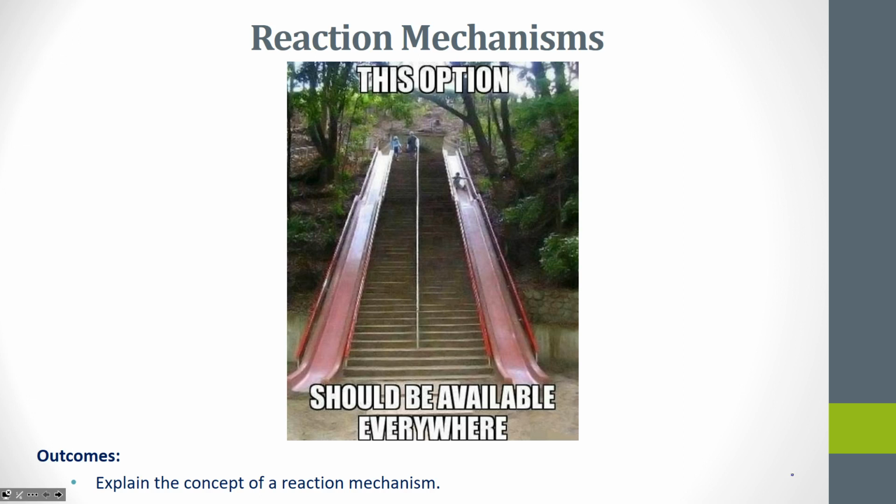So if you look at the picture there, there's a few different options for getting up or down the stairs. One is the slide, one is the stairs, another one could be the handrail if you really wanted to. These are just different pathways. So all reactions will have a specific pathway by which they happen, and that's what a reaction mechanism is.